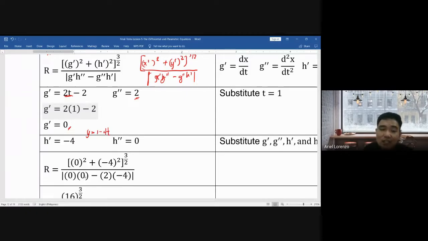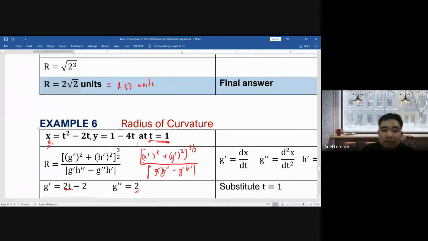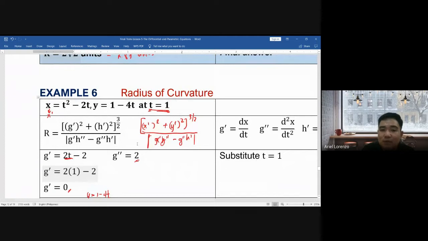And then you just simply substitute all those to our formula. Okay? So makukuha mo is 8 units. But be careful because in the denominator, put absolute value. Baka ilagay nyo mamaya negative 8 units. Nakuha? So the formula is this. Okay? X prime squared plus y prime squared raised to 3 halves all over the absolute value of x prime, y double prime minus x double prime, y prime.